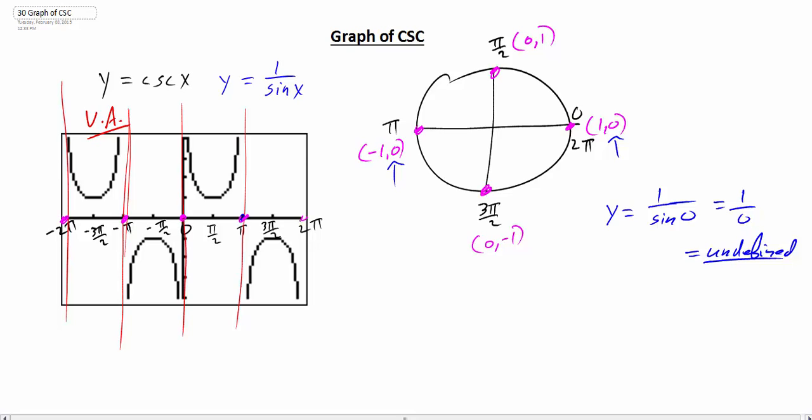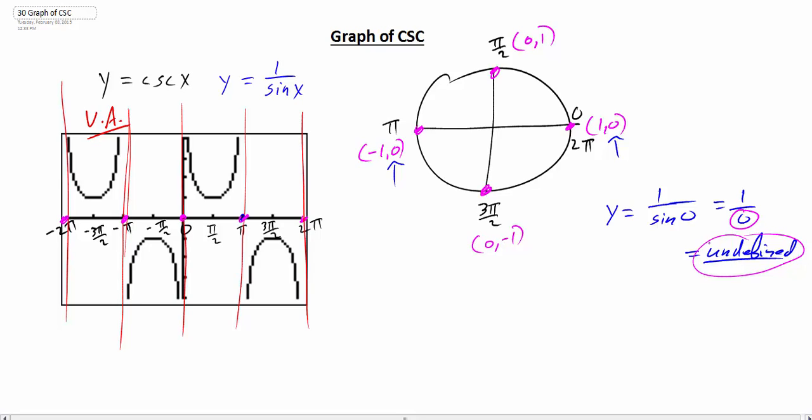So all of these points here on the graph, your y coordinate is 0. So anytime we have 0 as our y coordinate, then we're going to end up with this division by 0, which is going to be undefined. Okay?